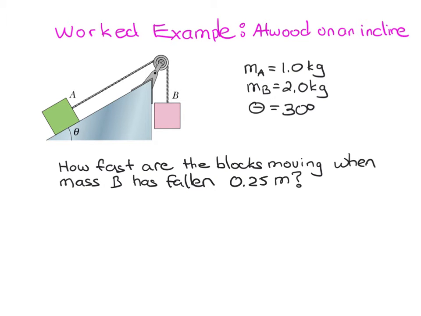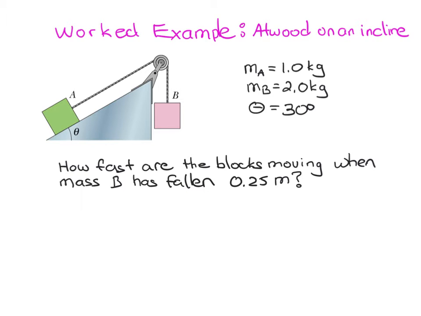Hello, hello, hello. In this worked example, we're going to consider a problem I call Atwood on an incline. We consider this situation here, which is sort of a modified version of the Atwood machine that we've previously considered, where you have a frictionless pulley and two different masses, and the thing is free to accelerate, but the twist in this problem is that one of the masses, mass A here, is located on a frictionless inclined plane.